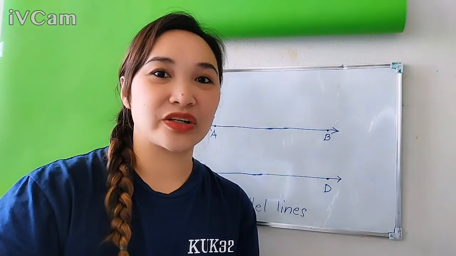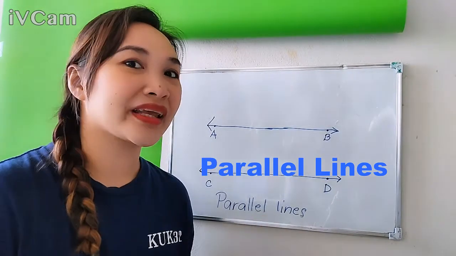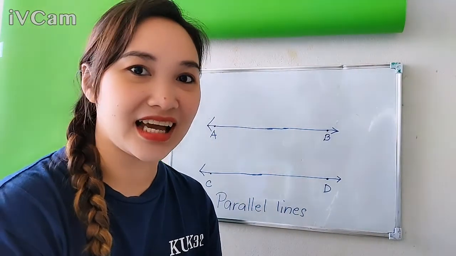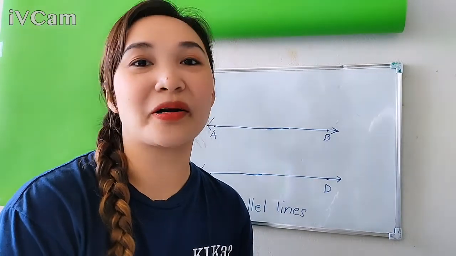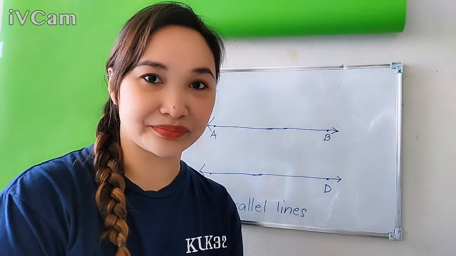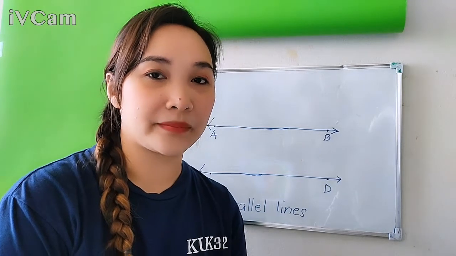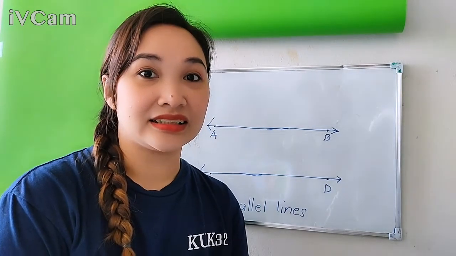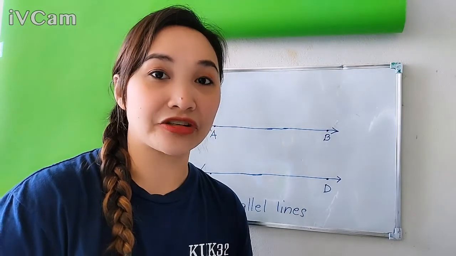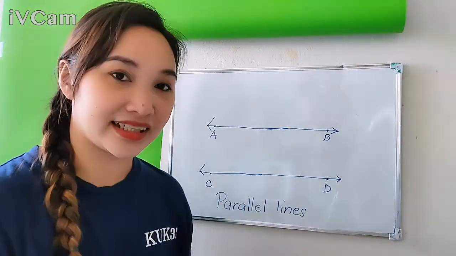Alright, so today's lesson, we will learn about parallel lines. Now I have here two different lines, but before that, can you please tell me what is a parallel line? Do you still remember? This is just a review of our lesson last time. Okay, a parallel line is two lines that never meet. So they are parallel lines. If you see two lines like this, that's a parallel line.